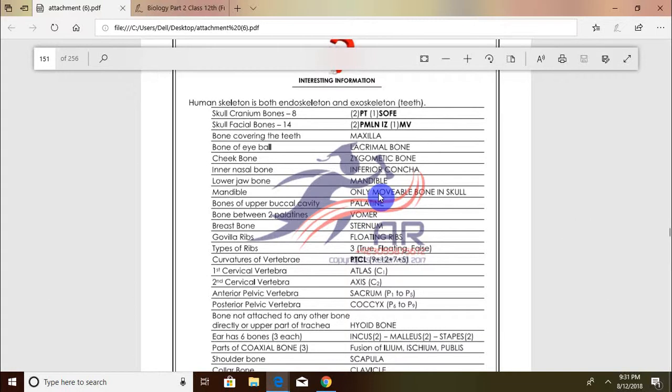And over there, here they've written that the mandible is the only movable bone in the skull, but I believe this to be an error.